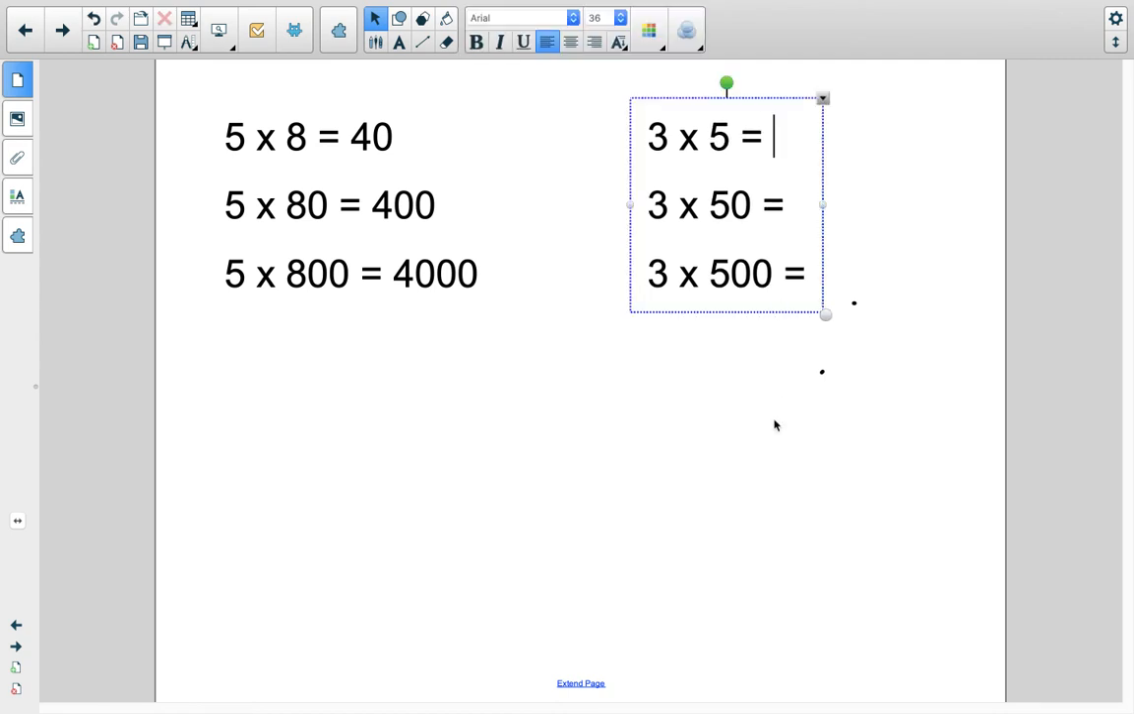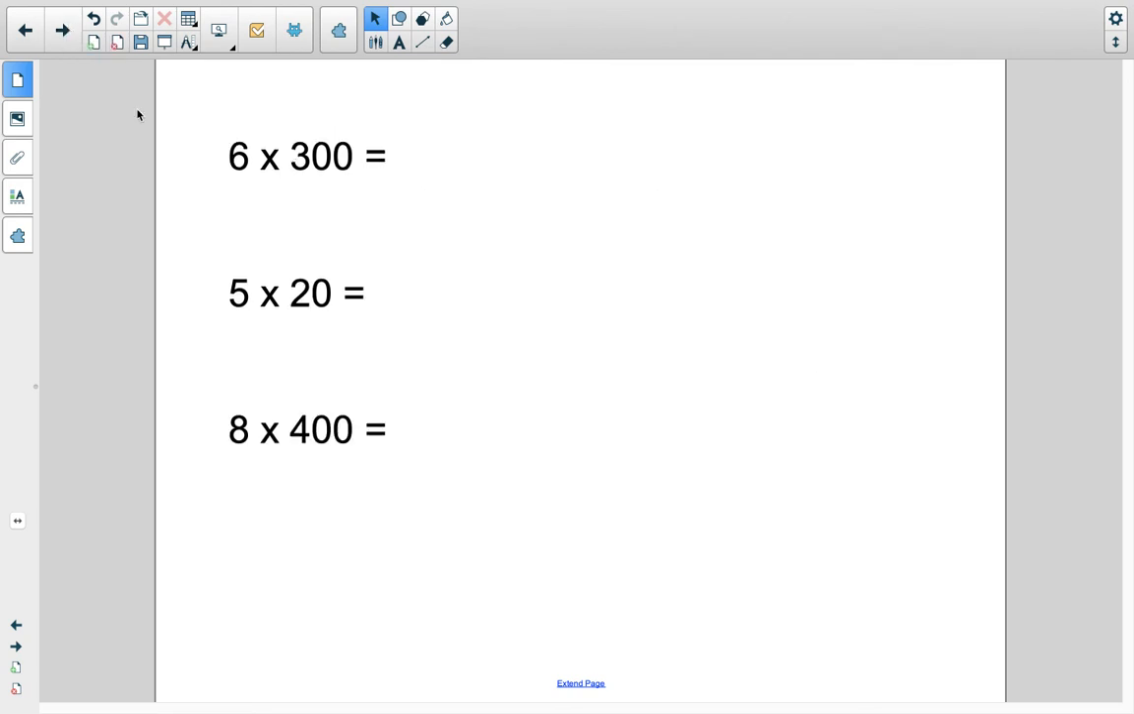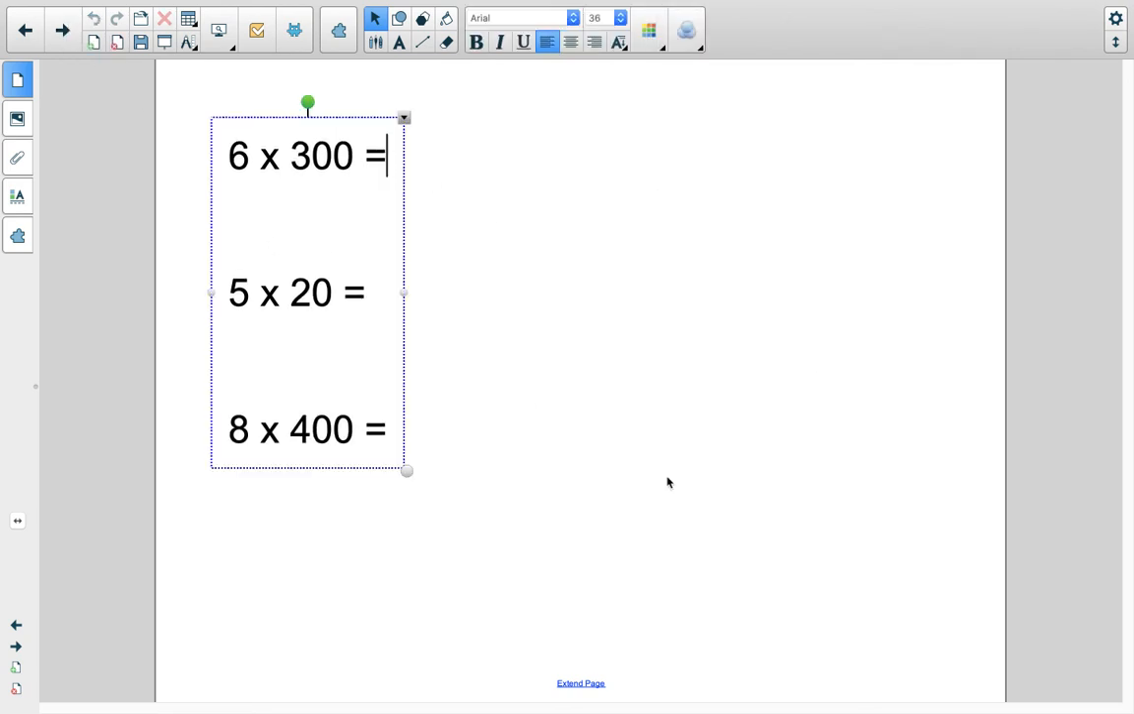3 times 5 is 15. 3 times 50 is my 15 plus my 0. And 3 times 500 is my 15 plus my two zeros. So you can see how that works, right? There's a clear pattern there. So what happens if I don't use the pattern? Let's jump around and see how this works.